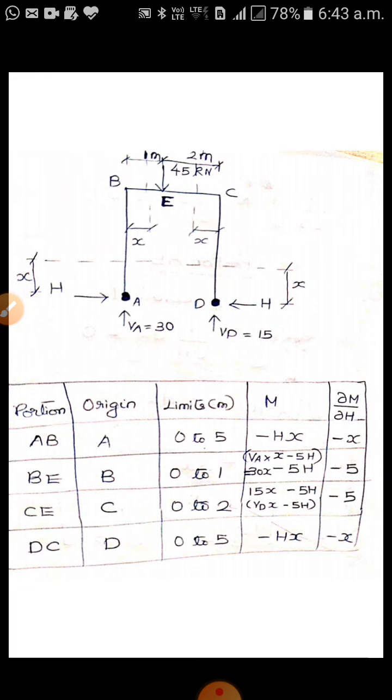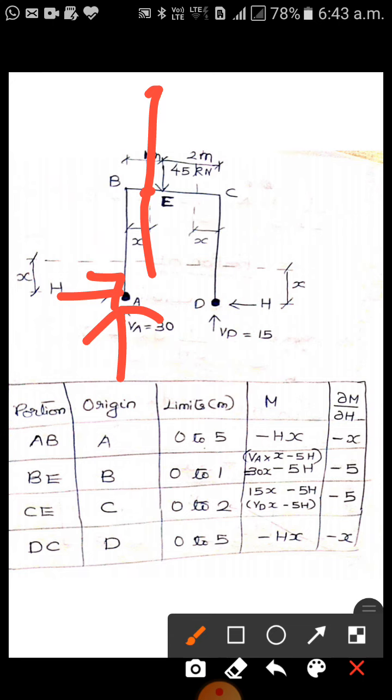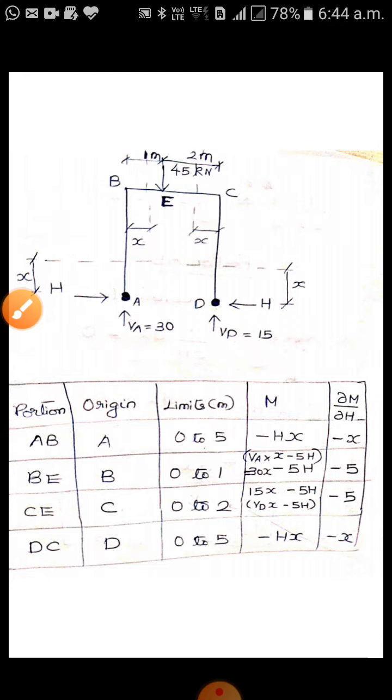And for the next portion, this is X. What are the forces? VA and H. For VA at X, you draw a parallel line. What is the distance? X. So VA into X. Upward take it as positive, the horizontal force take it as negative.